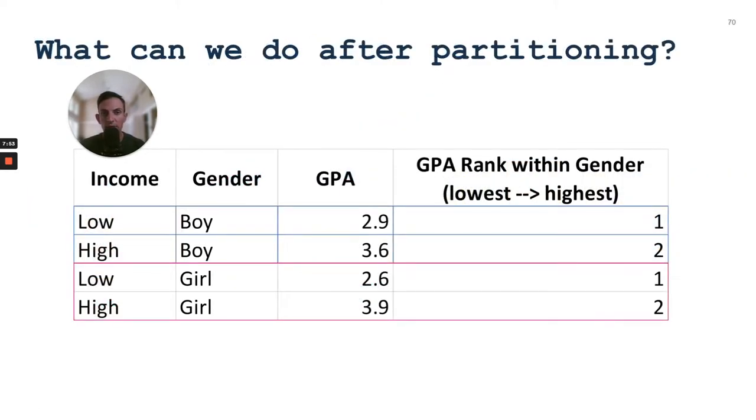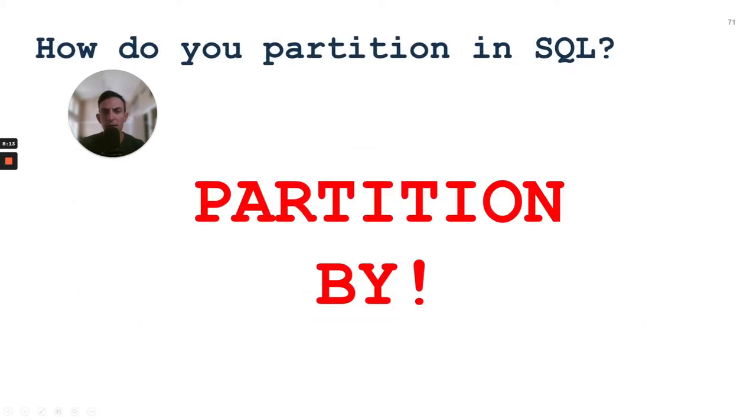So what can we do after we partition? Well, we can rank folks within those partitions, much like we showed you in the first slide when we were ranking people in China, India, women, men, based on their highest net worth, but in this case, we're doing their GPA rank within a gender. So how do you partition in SQL? You have to use the partition by. So these two concepts, what did we learn about? We learned about changing granularity using the group by to zoom out, and then we learned that partitioning allows us to break data into specific groups.